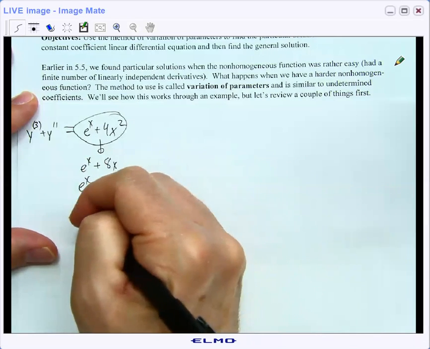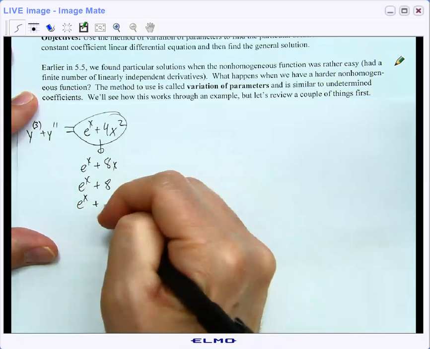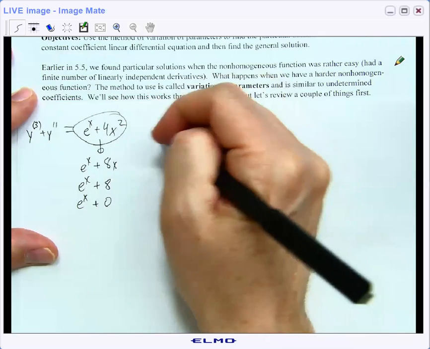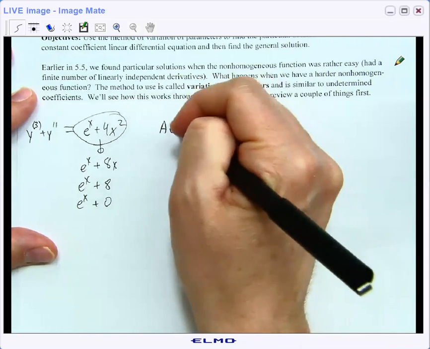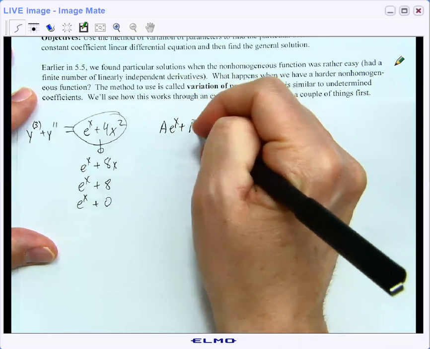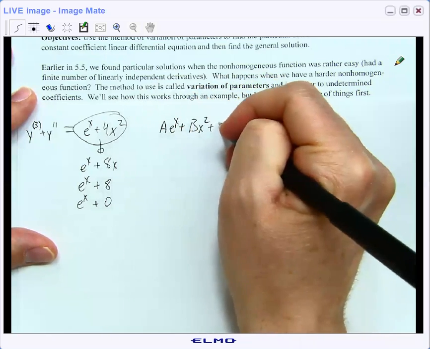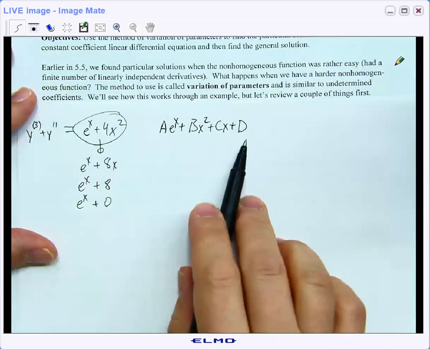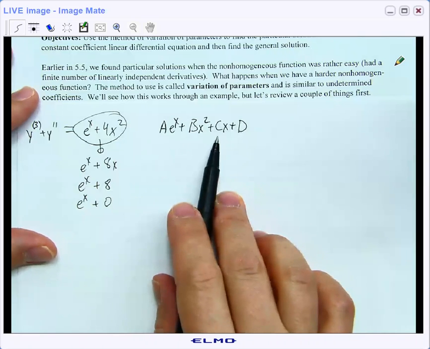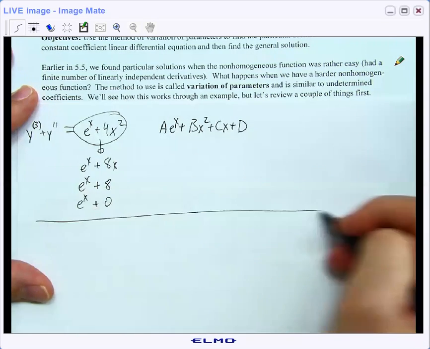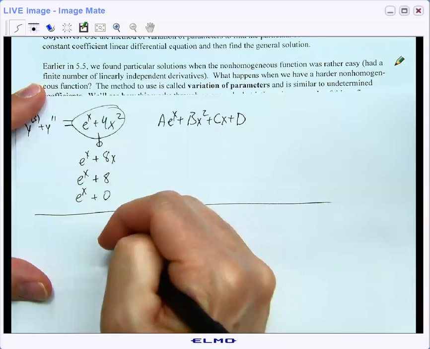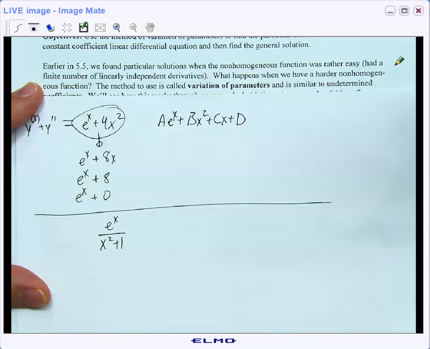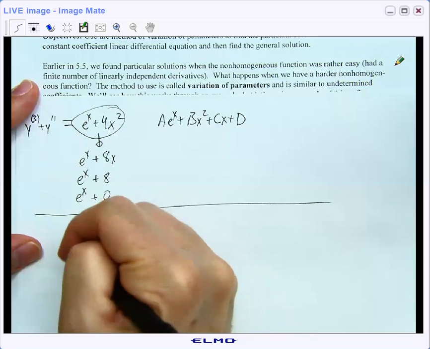And so we can see that if we keep going with our derivatives, it's not too bad. It's going to be something times e to the x plus something times x squared plus something times x plus some other constant, okay? And so that's doable and manageable. But what if we have a non-homogeneous case where our non-homogeneous piece is something like e to the x over x squared plus 1?